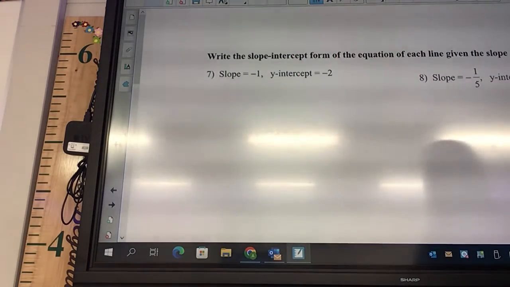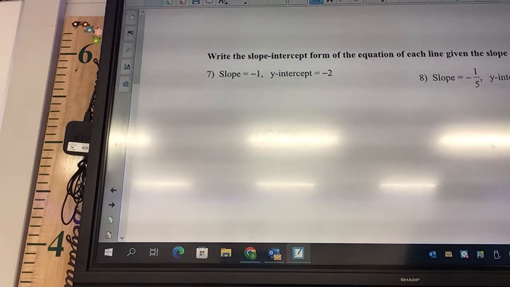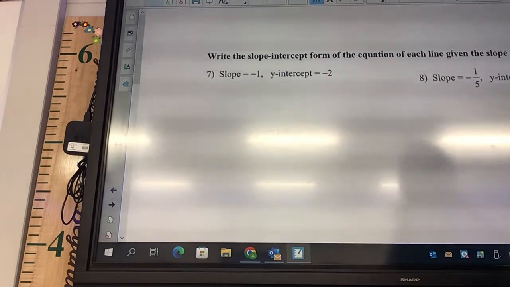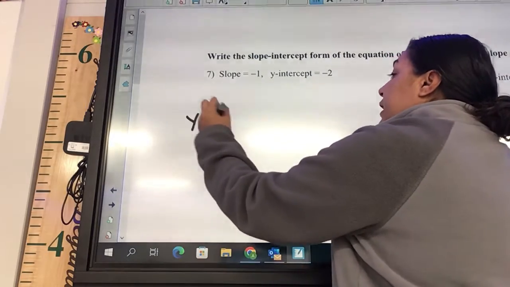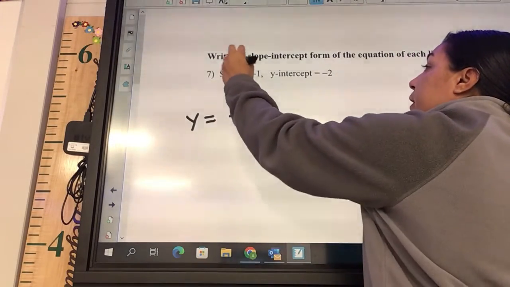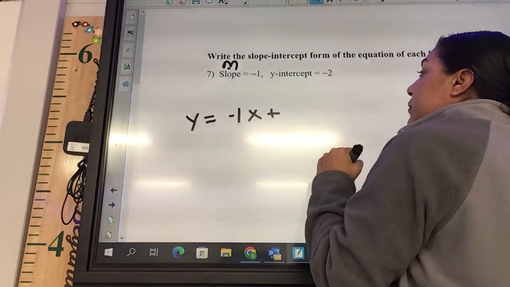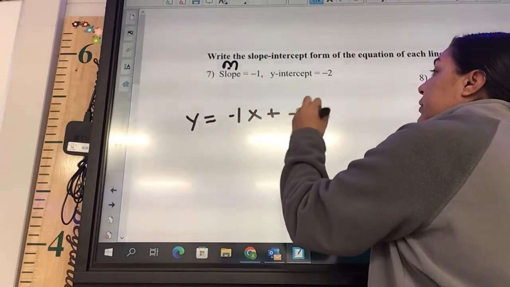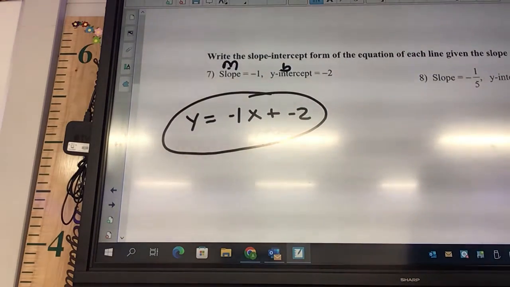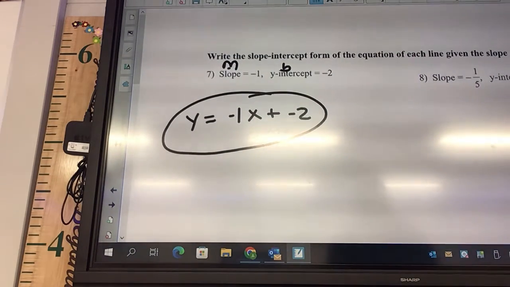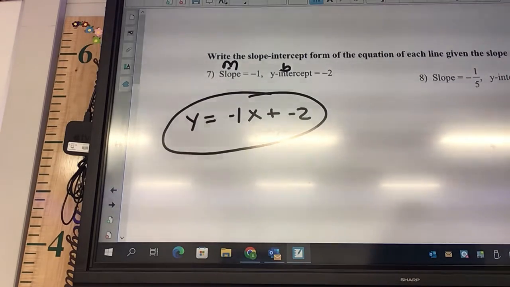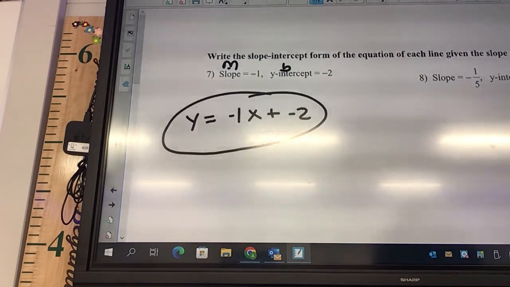Okay, write the slope-intercept form. What is slope-intercept form? Y equals mx plus b. So we got y equals, what's our m? Negative 1x plus, what's our b? Negative 2. Okay, so 1 through 8 is just a little mini review. That's what we did yesterday. The rest is new.